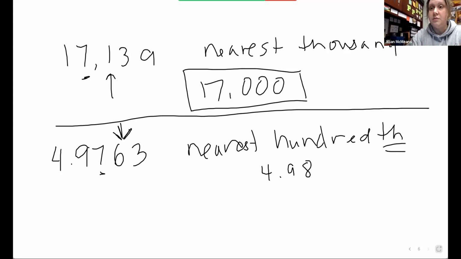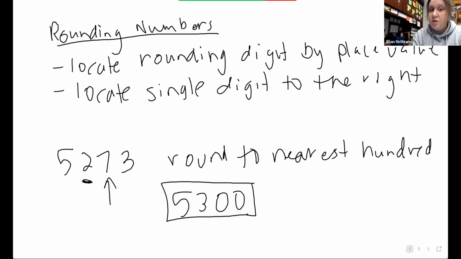One thing you'll see pretty much all the time when you're rounding is this wiggly equal sign. That wiggly equal sign just means approximately equal to, and you use that anytime you're rounding. Okay, just to recap really quick, when you're rounding numbers, you want to locate the rounding digit by place value.